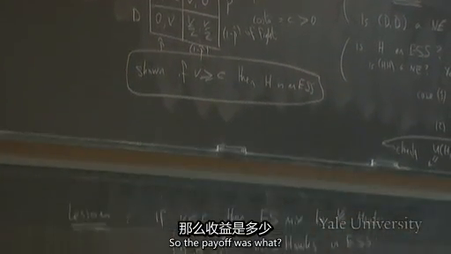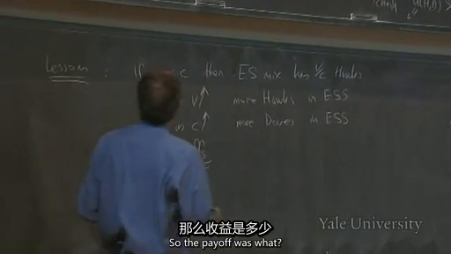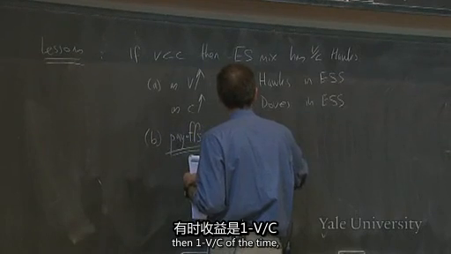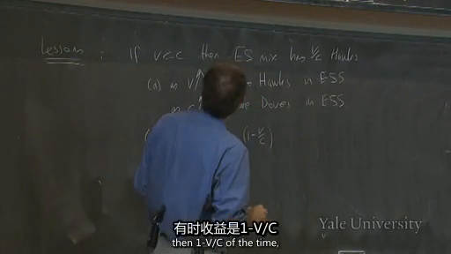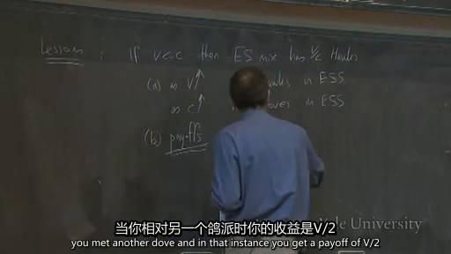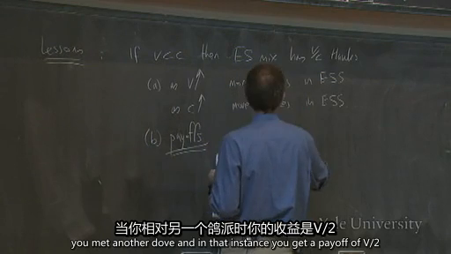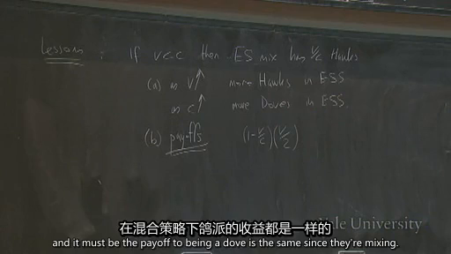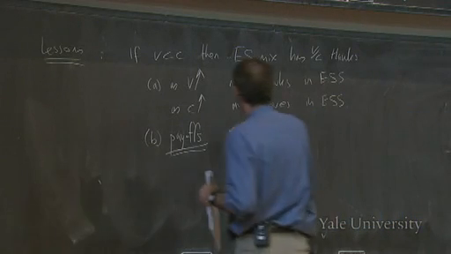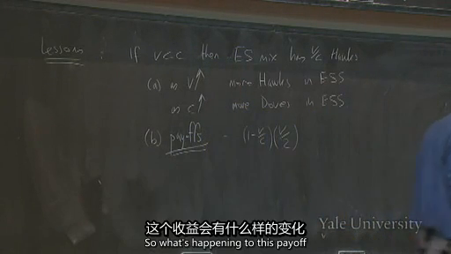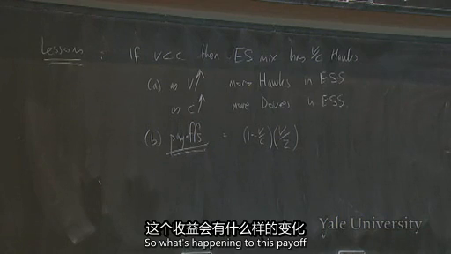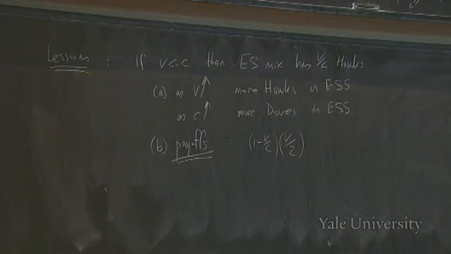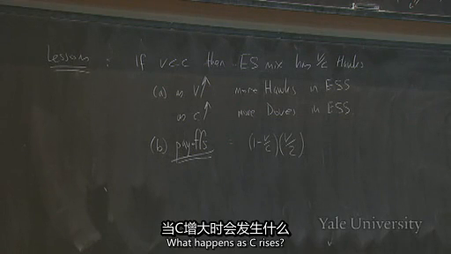All right, so the payoff was what? It was, if you were a dove, then 1 minus V on C of the time, you met another dove, and in that instance, you got a payoff of V on 2. And it must be the payoff to being a dove is the same since they're mixing. All right, this is the payoff. So what's happening to this payoff as we increase the cost of fighting? What happens as C rises?